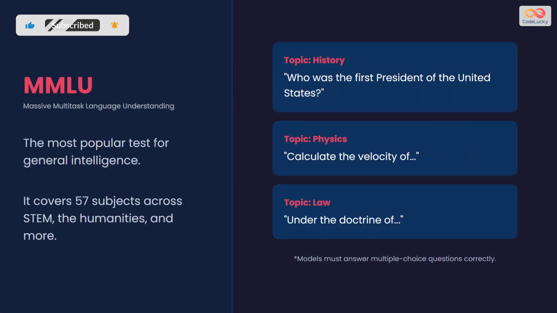One of the most famous benchmarks you will see mentioned is MMLU, which stands for Massive Multitask Language Understanding. This is the gold standard for testing general intelligence. It asks the model thousands of multiple-choice questions covering 57 different subjects, ranging from high school history to professional law and college-level physics.